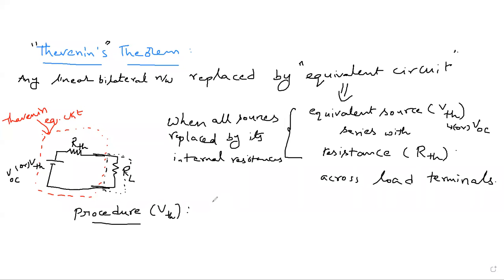Note down the first point, very important. Procedure to calculate VTH in Thevenin's equivalent circuit. Remove the load resistance. Remove or open the load terminals. Remove the load resistance or open the load resistance terminals.